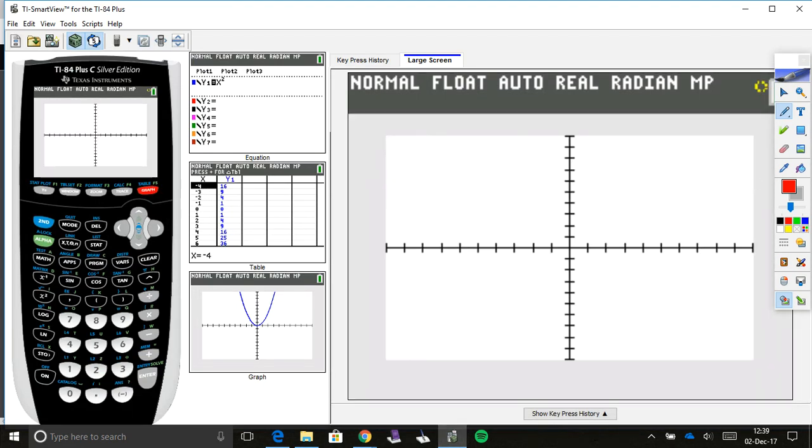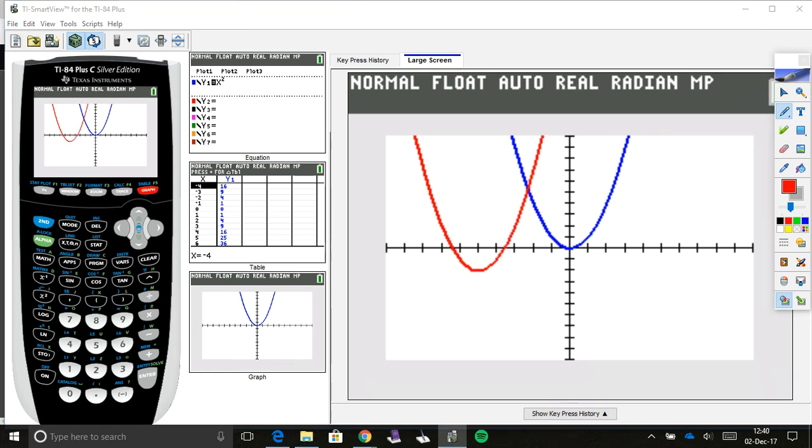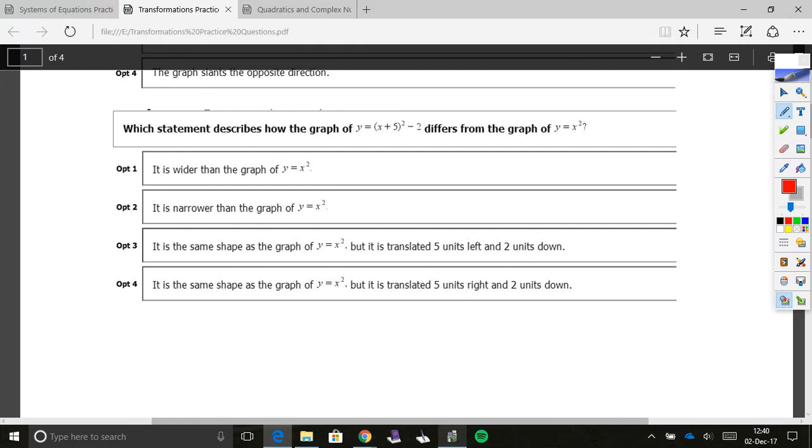Let's go ahead and graph it. Let's see what the difference is. So here's y equals x squared. It's a standard parabola at 0, 0. And here's the other parabola. All right, so it doesn't look like it's any wider. It looks like it's the same width. So it's not narrower, it's at the same width. Let's see, but it's been moved, of course.